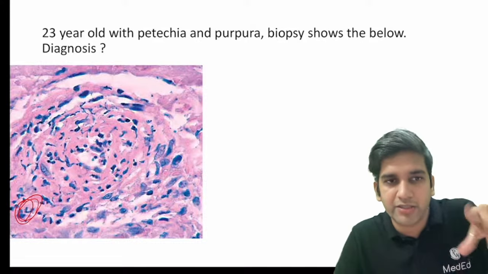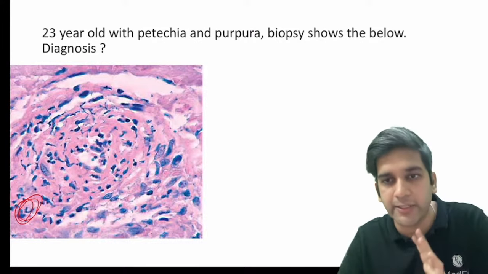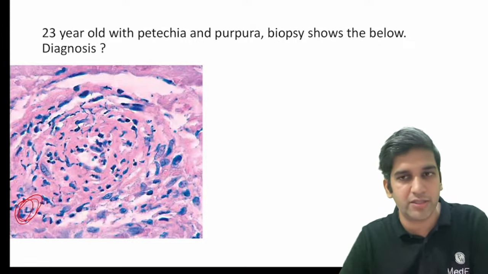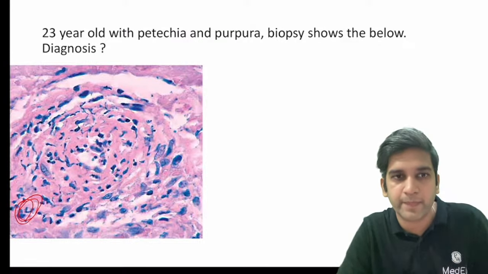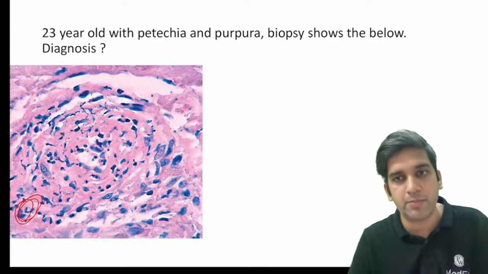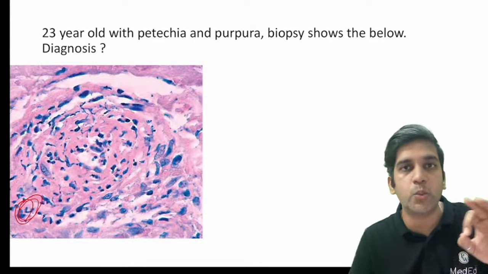What's the cell which I have circled? Can anyone tell me the inflammatory cell there? We'll go to diagnosis later on. Can I say that's neutrophil? The one in the corner which I've highlighted? It's the bent nuclei, right? Perfect. It's neutrophil. Neutrophilic vasculitis.